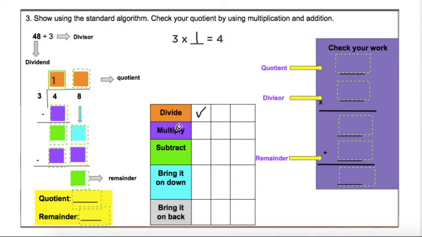Be careful that you're putting their numbers in the correct boxes, y'all. We just divided, so we used the orange box. Next, we're going to multiply. 3 times 1. What's 3 times 1, y'all? Good. It's 3. 3 times 1 is 3. So we just multiplied, and we're going to put it in our purple box and check it off.